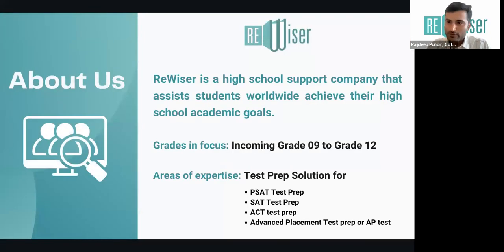Great. Just a quick introduction about the company. So ReWiser is a high school support company, which has been assisting students worldwide achieve their high school academic goals. We largely focus on students from grade 8 to grade 12. We predominantly have two major verticals that we work with. The first one is test prep, where we help students with SATs, ACTs, AP exam prep, and PSAT prep. Then we have another vertical within the company where we do academic tutoring, and we only do that for international curriculum, which is your IGCSE, IB, and A-level subject tutoring. So these are the two major verticals.